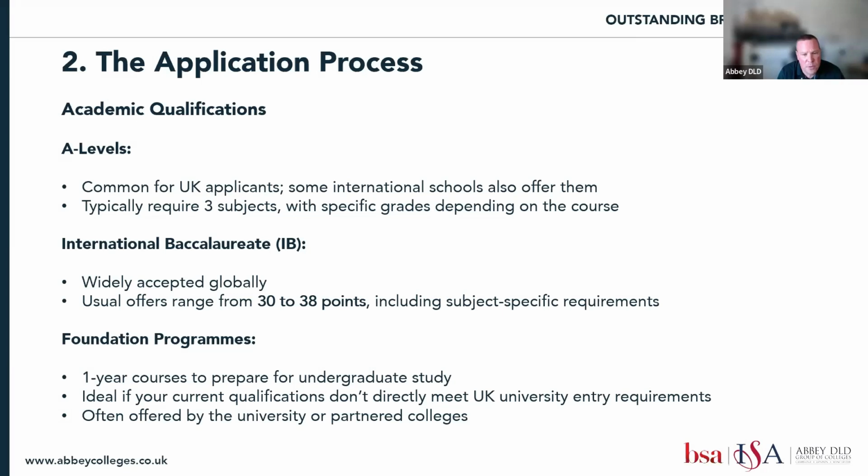IB is not something we offer here, but you can see the entry requirements for IB range from 30 to 38 points, including subject-specific requirements. And then a foundation program will ask you to meet a certain entry requirement based upon the foundation program's assessment criteria. For ours, it's a percentage score. We have a pass rate of around 50%, and then as you go up into 70, 80%, then Russell Group and top ranked universities become available through that foundation program for you.